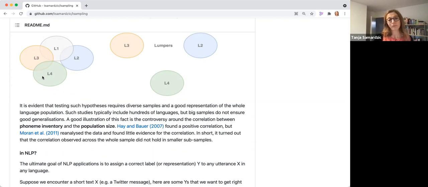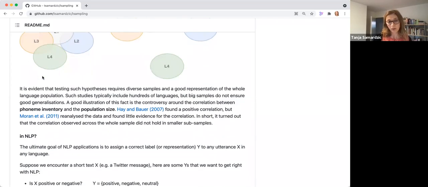And so here I have one example of a paper from 2007. That's this paper, Hay and Bauer. Even before this paper, there had been work on the connection between the phoneme inventory, like how many phonemes there are in the language, and the population size, right? And this paper found a positive correlation, meaning that languages that have more speakers have more phonemes.